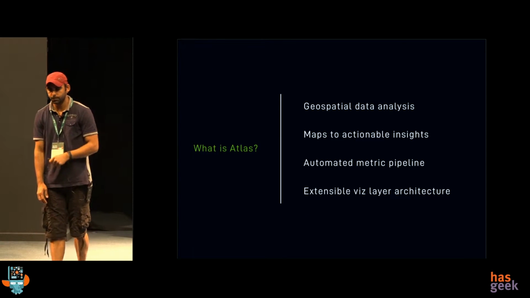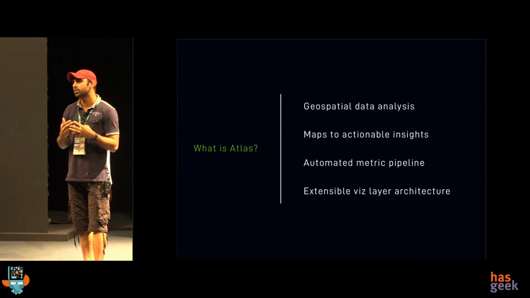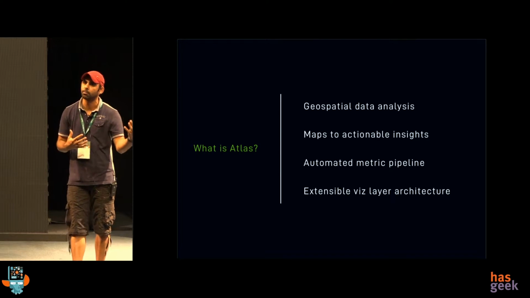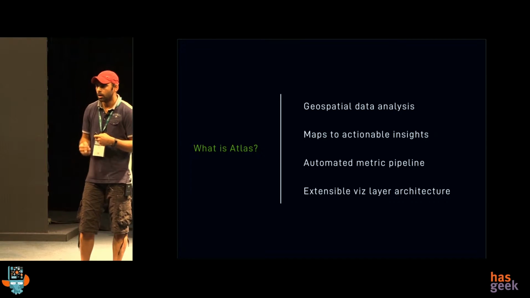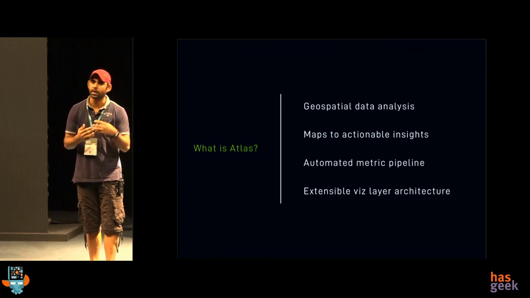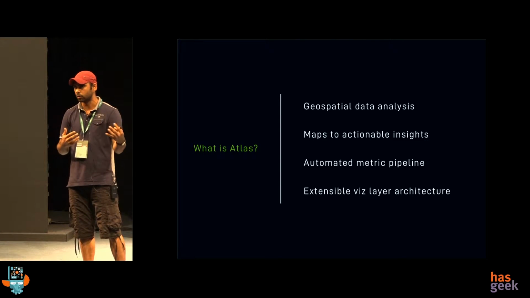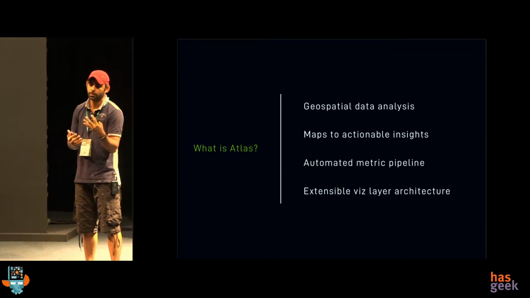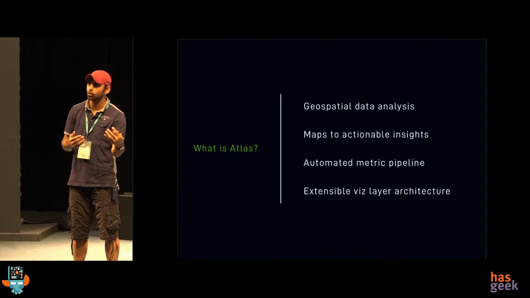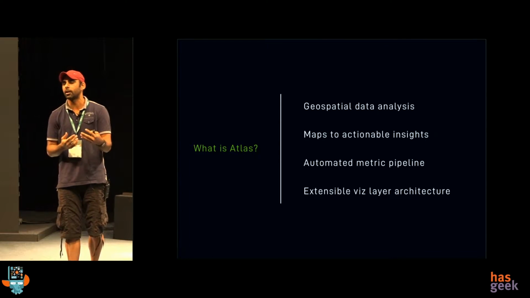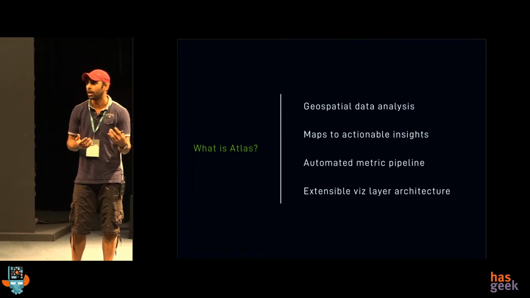Okay, so what is Atlas? So Atlas is our geospatial data analysis tool. It turns maps into actionable insights. So you have certain maps with certain data points, and then it allows you to turn them into actionable insights. It supports an automated metric pipeline. So you write certain metric, and then that metric should automatically flow to the visualization layer without anyone interfering or doing any manual task around that. And then it also has an extensible visualization layer, where anyone who's a developer or even a product analyst, they can just come on and then write their own visualization layer, and that should automatically plug into the entire system.